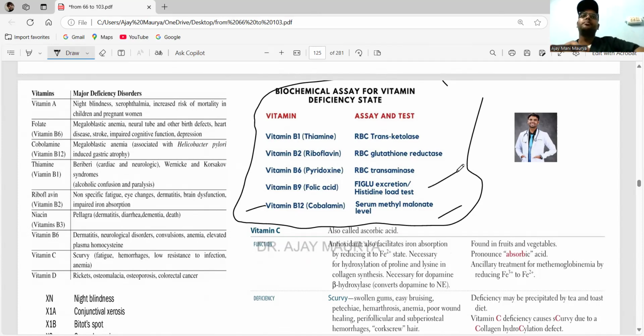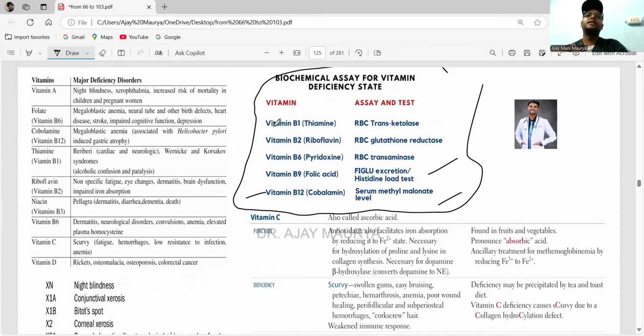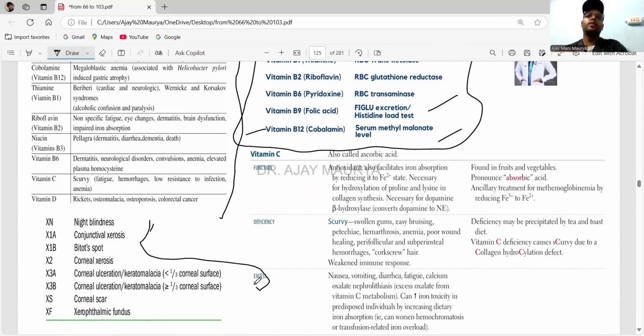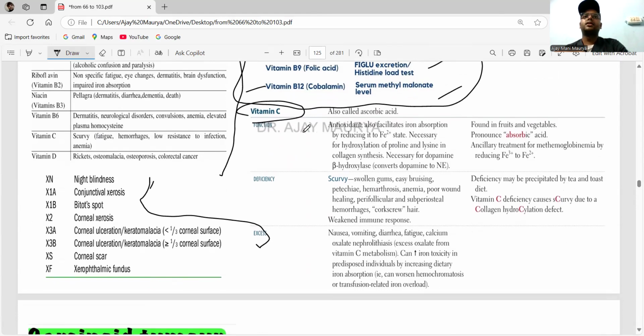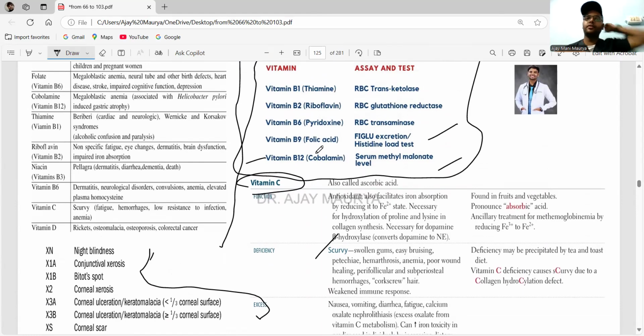FIGLU test is for B9, folic acid. RBC transaminase is for vitamin B6. RBC glutathione reductase test is for B2. RBC transketolase test is for thiamine. Remember, I think everyone knows about the functions of all the vitamins. Remember about xerophthalmia: conjunctivitis, Bitot spots. Vitamin C is the most important one: scurvy. Reading about the vitamins is very, very important.